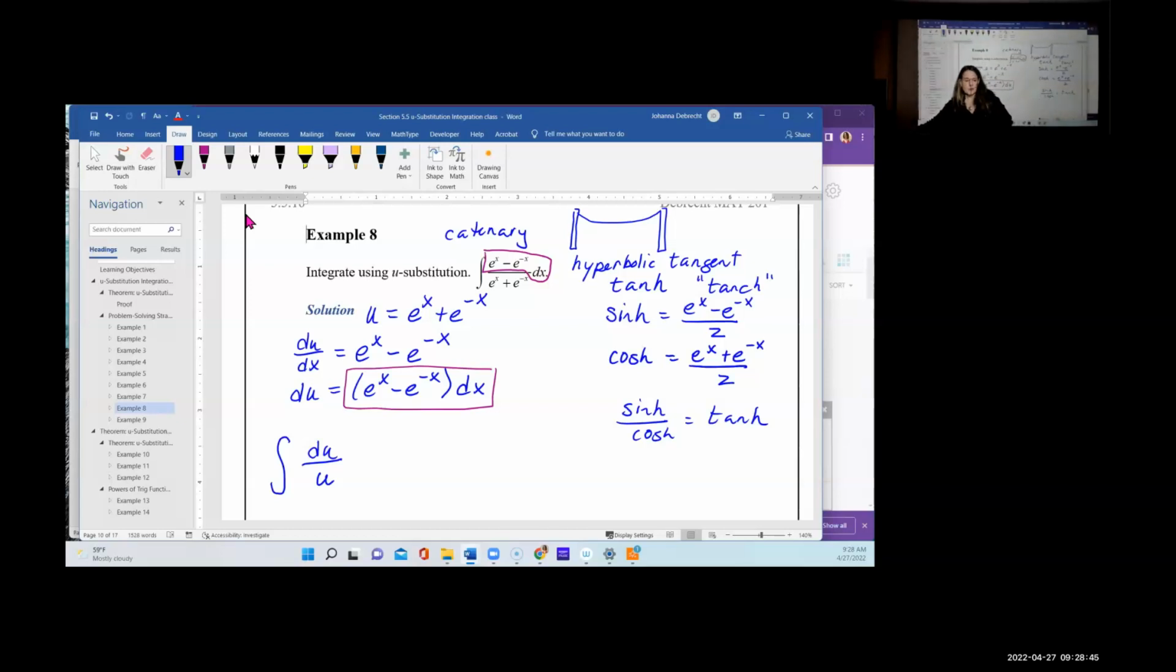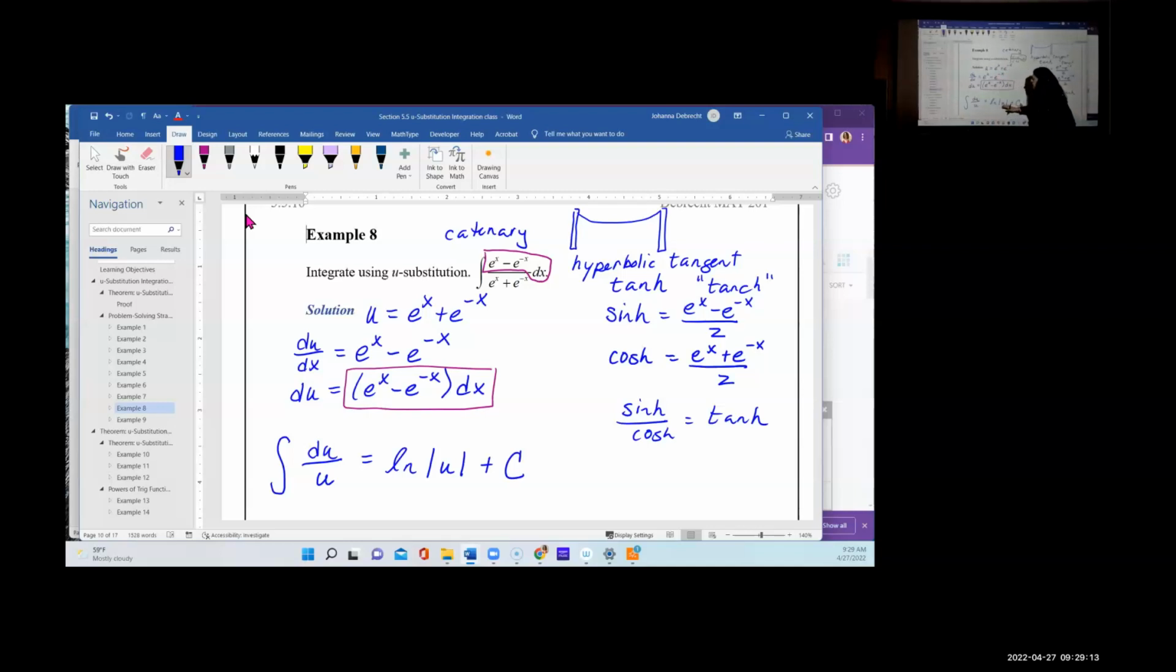Maybe someone I haven't heard from yet today. Does this ring any bells? What derivative gives you 1 over u? Natural log. So this has to be natural log. So this is going to give me the natural log of the absolute value of u plus a constant.